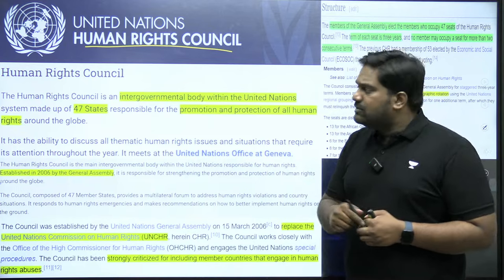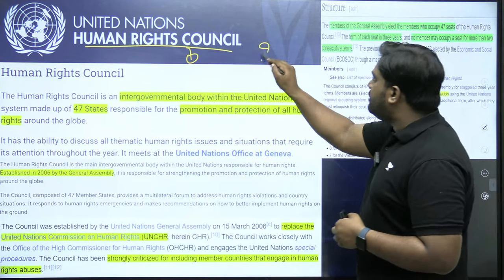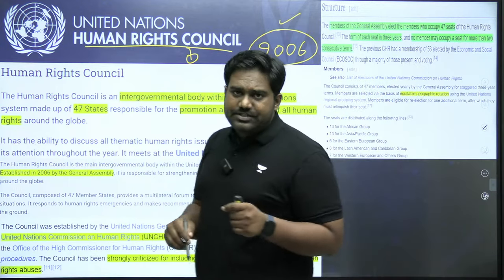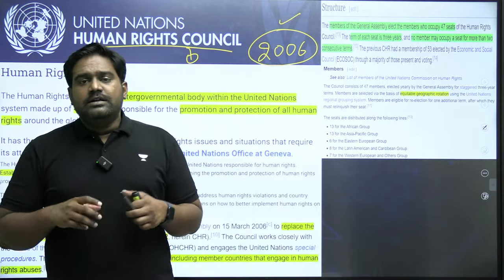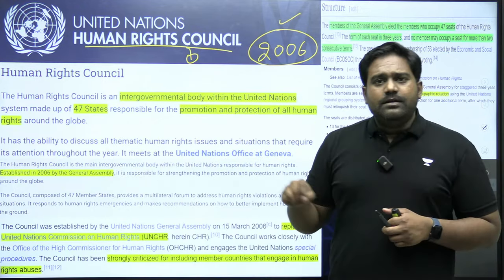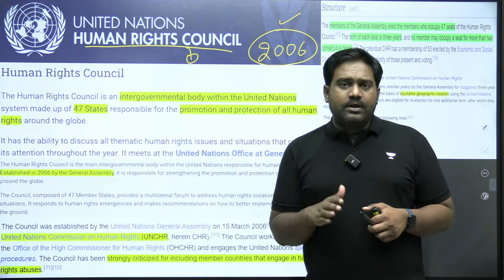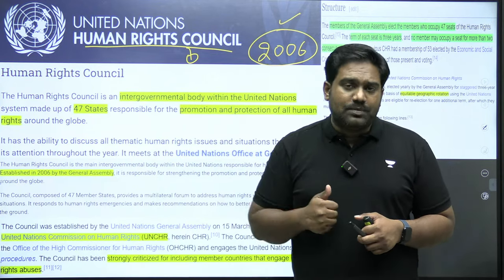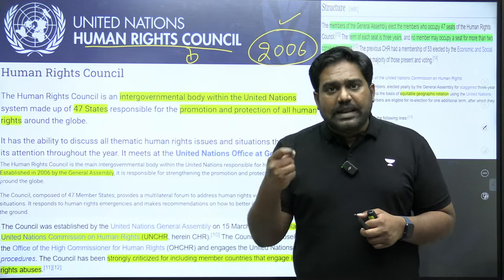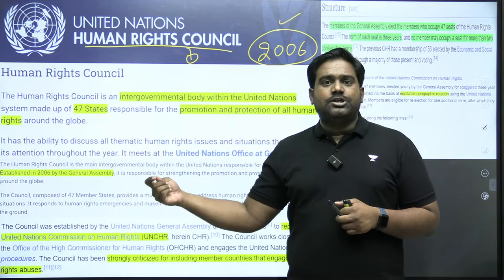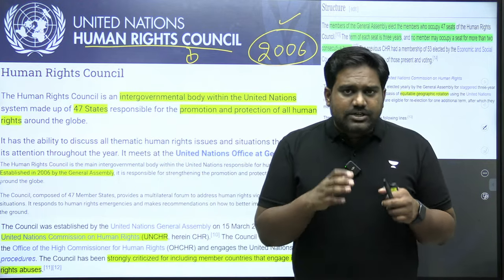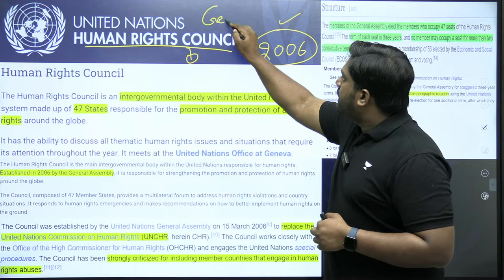The UN Human Rights Council, UNHRC, was established in the year 2006. It replaced an earlier organization called the UN Commission on Human Rights. So previously, there was a UN body dealing with human rights called UN Commission on Human Rights. But due to certain controversies related to it, it was replaced by another organization, which is the UNHRC, the UN Human Rights Council. It's headquartered at Geneva in Switzerland.